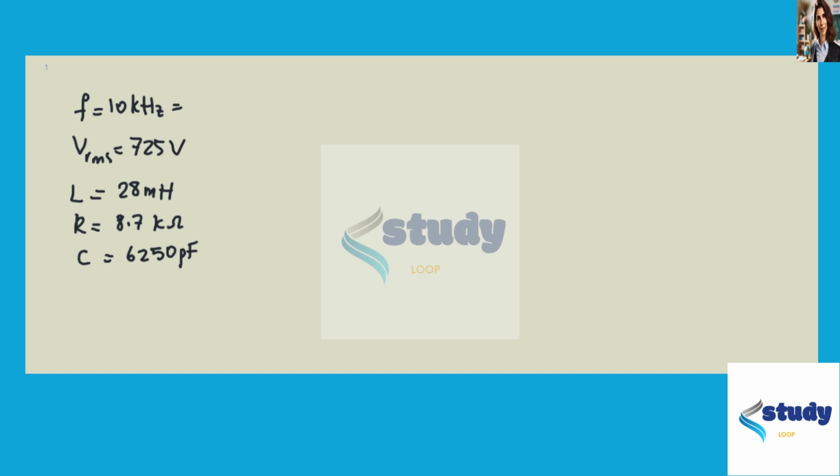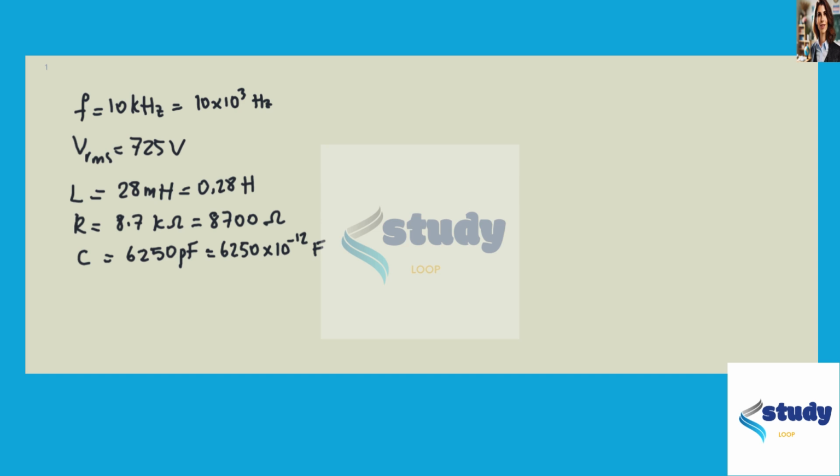10 kilohertz is 10 times 10 to the power 3 hertz. We're good as far as the RMS potential is concerned. So 0.28 henries, 8.7 kilo ohms is 8,700 ohms, and 6,250 picofarads would be 6,250 times 10 to the power negative 12 farads.